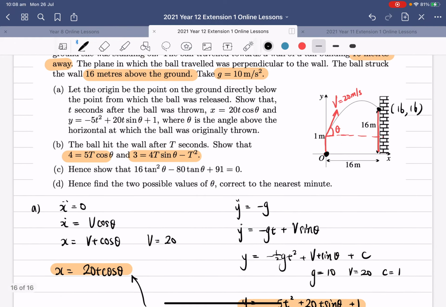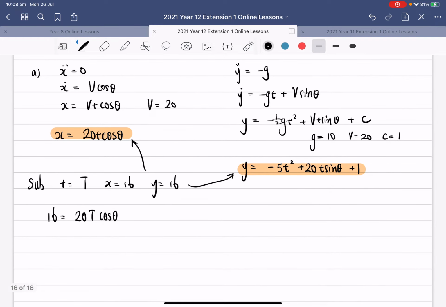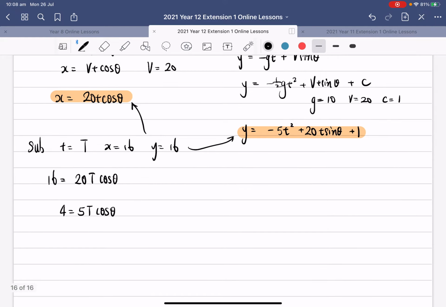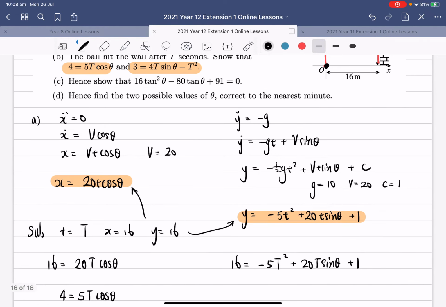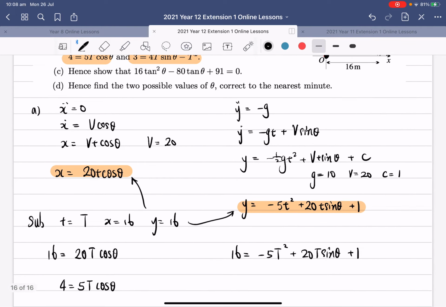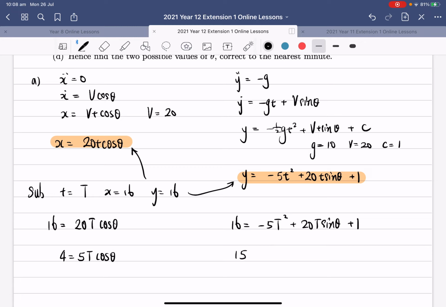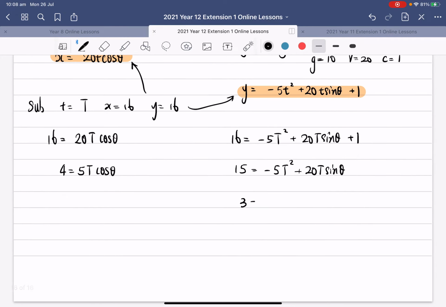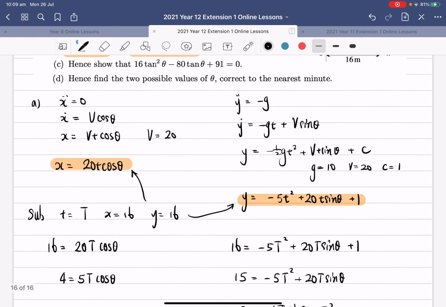And what do we do? That's all, we divide by 4 on both sides. We get 4 equals 5T cos theta, and that's it. Next, we substitute the y: 16 equals minus 5T squared plus 20T sine theta plus 1. Do we need to simplify? Yes. What do we do here? We move the 1 over. That gives us 15 equals minus 5T squared plus 20T sine theta. If we divide everything by 5, we end up with 3 equals 4T sine theta minus T squared, and that is the answer.